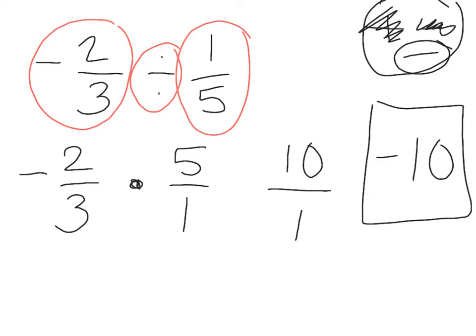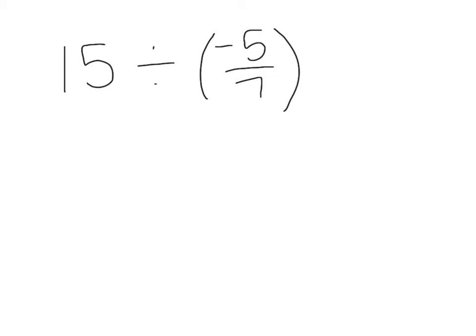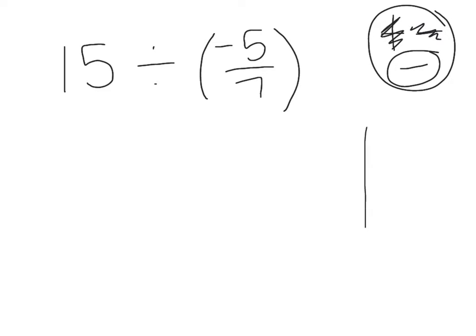I'm going to go ahead and delete that, and let's talk about another type of problem where you're dividing: 15 divided by negative 5/7. Again, this is a division problem, and so I'm going to use my punched in the eye guy. It's a positive divided by a negative. So again, my final answer is going to be negative. I'm just going to go ahead and make a final answer box and stick a negative symbol in there so I don't have to worry about it.